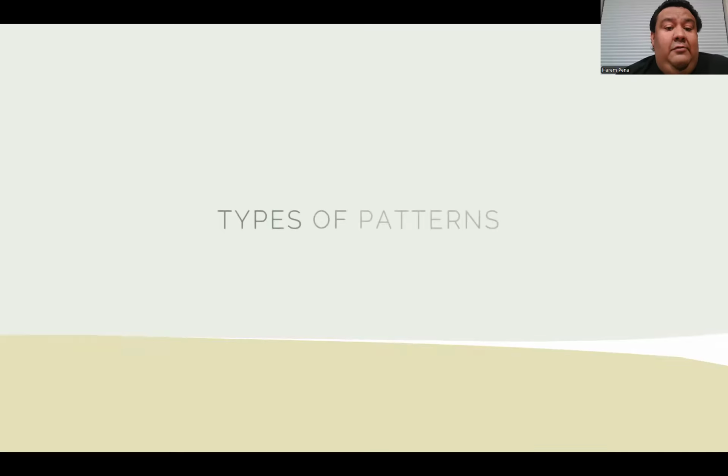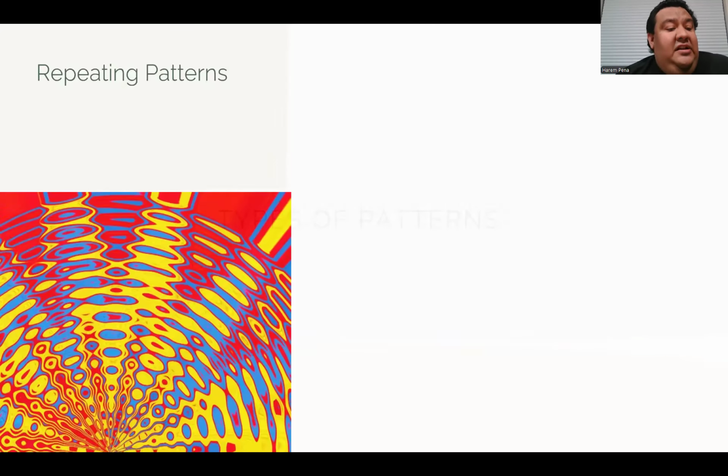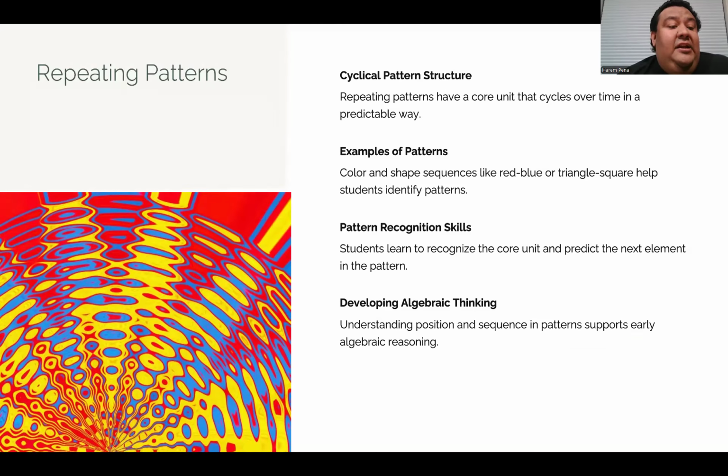The first pattern that we encounter is our repeating pattern. What is a repeating pattern? These are sequences that repeat in a predictable cycle. For example, red, blue, red, blue. The goal is for students to identify the part that repeats, which is what we call the unit of repetition. It might be an AB pattern, like colors, where we compare two different items, or an ABC pattern, like triangle, square, rectangle, which is three different things. Recognizing this structure helps children make predictions and talk about patterns logically.